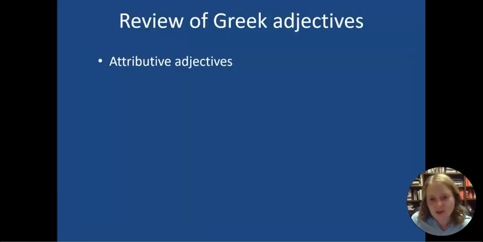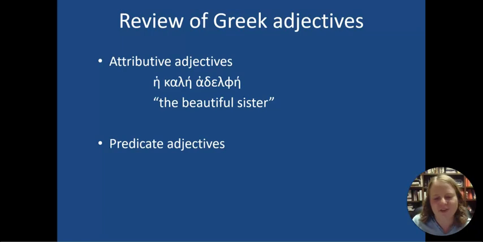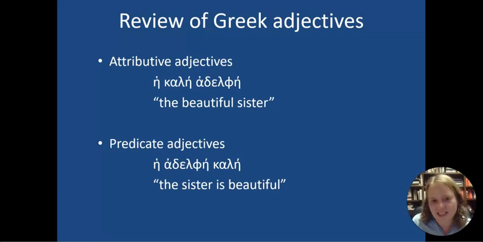Let me review some things about Greek adjectives, just to remind you. We've got these attributive adjectives in which you have a definite article right before the adjective. And so, hē kalē adelphē means the beautiful sister. But if there's not a definite article right before the adjective, we call that a predicate, and for now, we're translating those as a little sentence. So, hē adelphē kalē, see how there's no hē right before the kalē? We're just going to say the sister is beautiful.